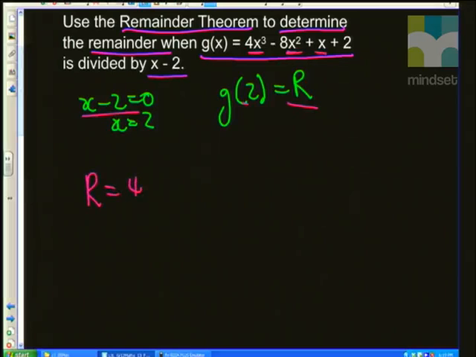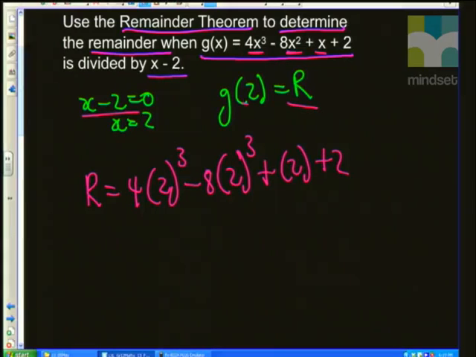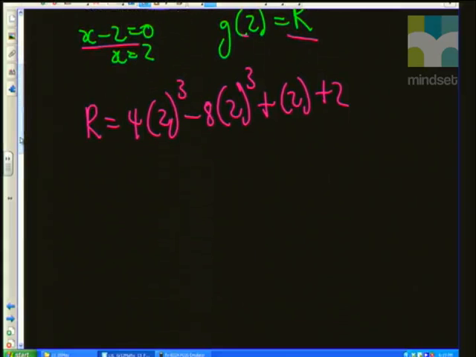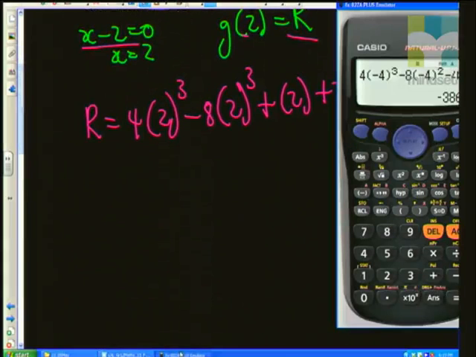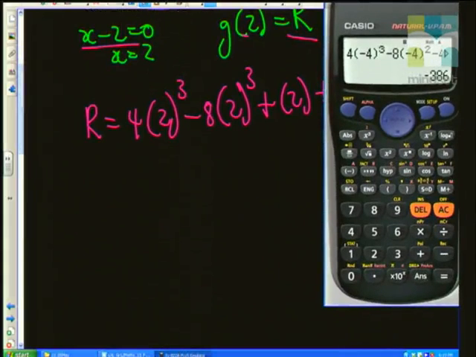If 4, bracket, where I see x, I substitute 2 to the power 3, minus 8, bracket 2 to the power 3, plus 2 and the 2. You can take this and put it in a calculator. I get 4 bracket, which is 2 bracket to the power 3. Minus 8 bracket.